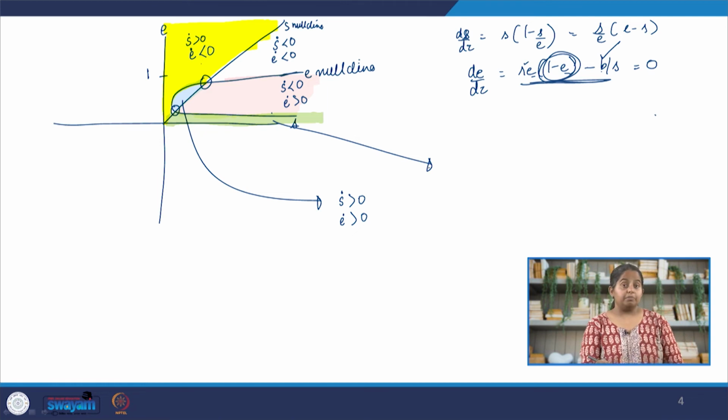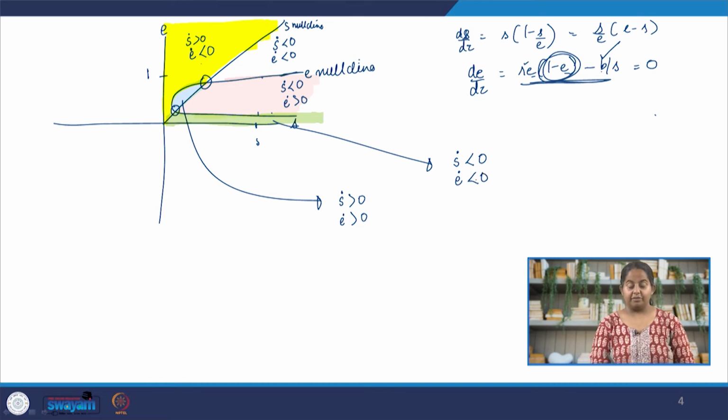Now this region is below the S nullcline. So dS/dτ is going to be negative. Now dE/dτ is very fascinating here, because for a given value of S, we have two values of E. Now outside this curve, we know that dE/dτ is negative. So dE/dτ here is going to be negative.